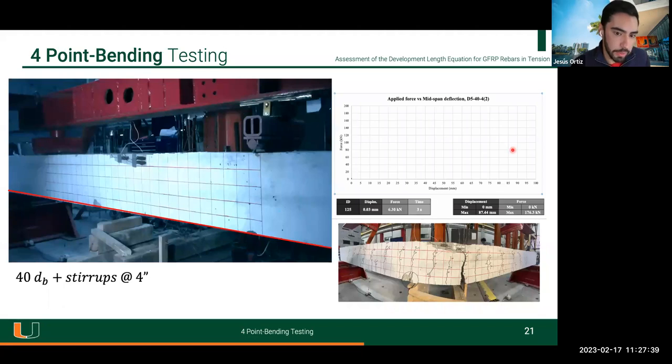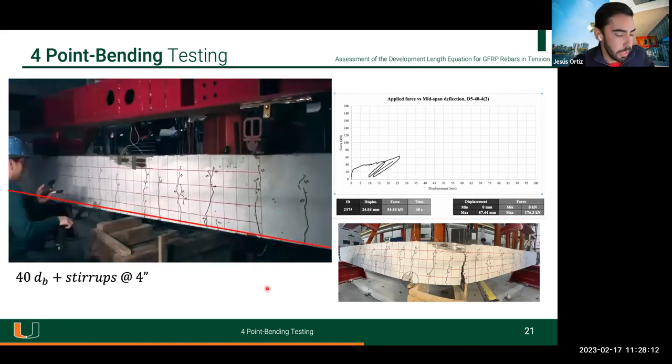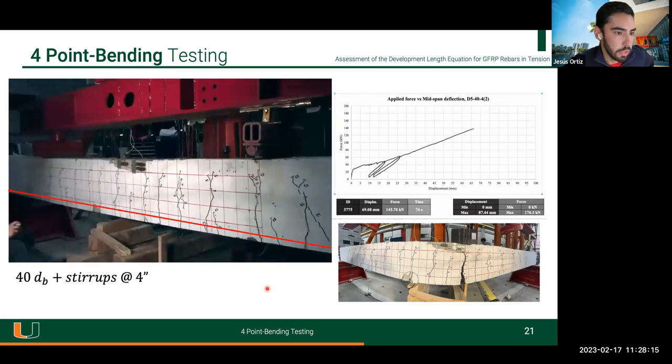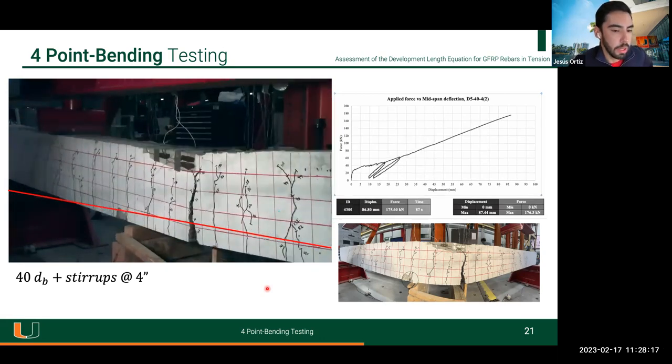So we start testing. Here is the video I showed you at the beginning of the presentation. It is a phase 2 beam, meaning that we have a splice length of 40 times the bar diameter. We have stirrups every 4 inches. And on the right part here, you can see the applied force versus mid-span deflection, so what was the structural behavior of the element. And of course, a picture after the test. I put that red line as a reference to see the deflection of the beam.